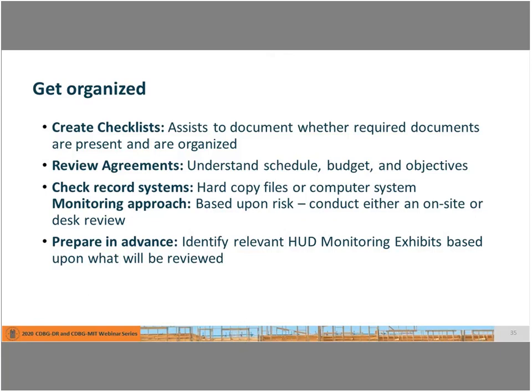It is not unusual, for example, if you're monitoring a program, to find that records such as environmental review records might be stored elsewhere than where the program agency might be located. That's not unacceptable, but you should be able to identify clearly and understand where all the records are. Your approach to monitoring, there's two essential approaches.